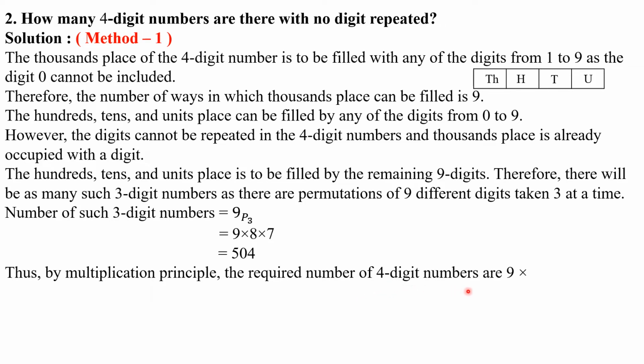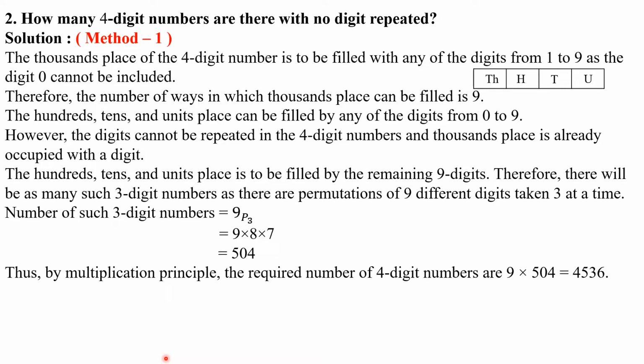is equal to 9 into this 9. We have already found this thousands place can be filled in 9 ways. So 9 into this 504. 9 into 504 is equal to 4536. These many 4-digit numbers can be formed by using the digits without repetition. Understood this question, my children?